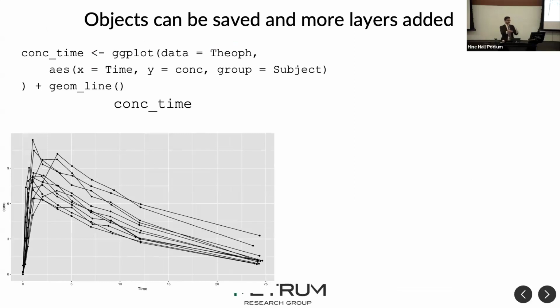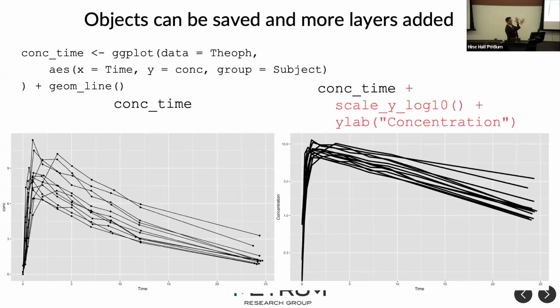You can also create an object and save it. So we're creating this concentration_time with our line. And when you type in concentration_time, it shows it. Very nice. We can also add on to the object that it was assigned to. So we can say concentration_time, we also want to add log scale for the y-axis. And we want to add a label to the y-axis, concentration. You can see the difference here. We're not assigning it, but you can assign this to a new variable as well, concentration_time_log, if you want to do that. Or you can just display these separately, like I'm doing here.